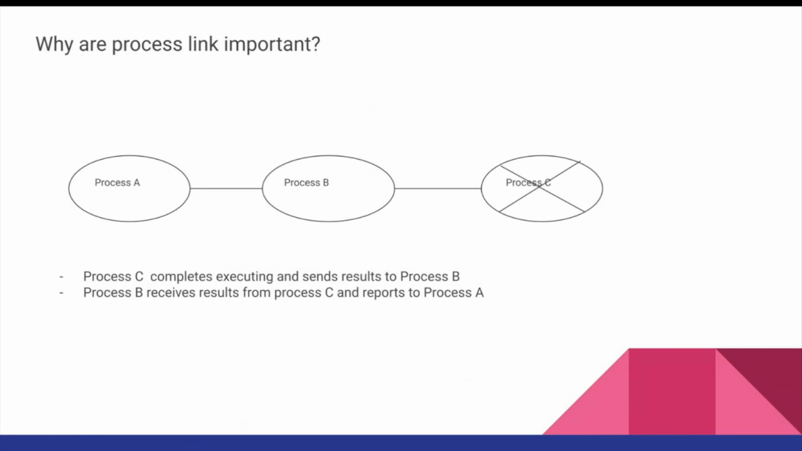And this will mean by default that the memory will be cleaned up, and it will prevent the application from running with a bad state. So process links are important because they help in shutting down part of the application or the whole application in such scenarios.